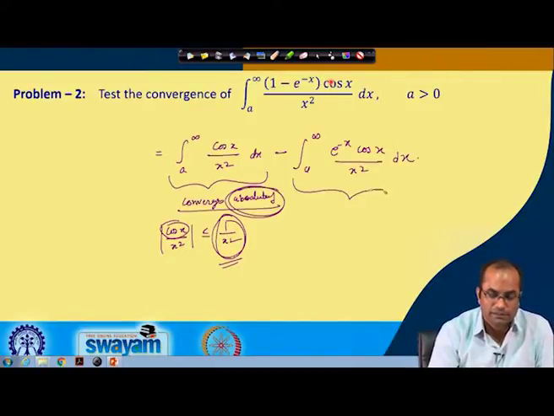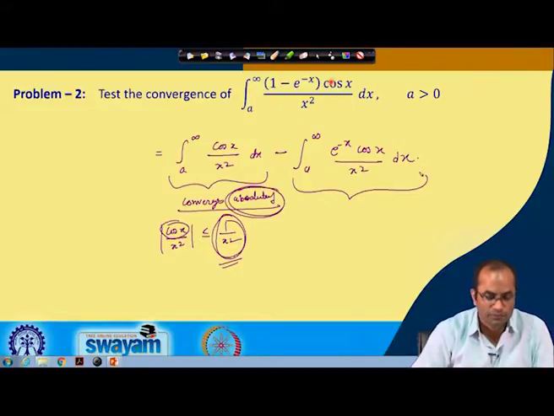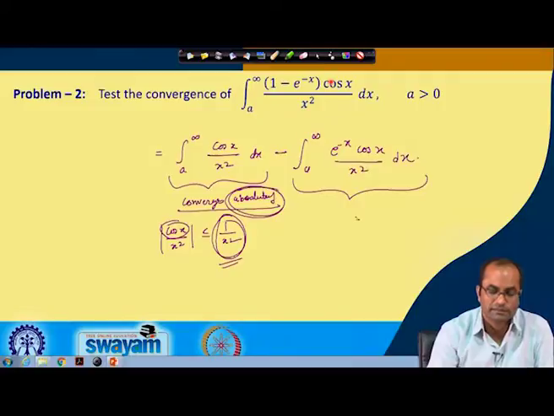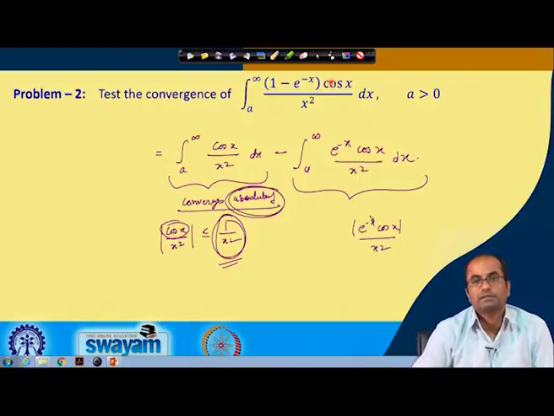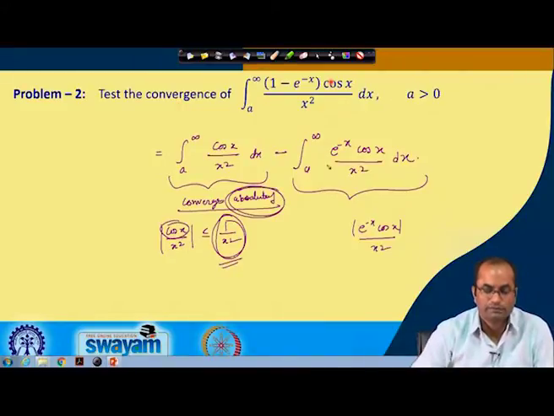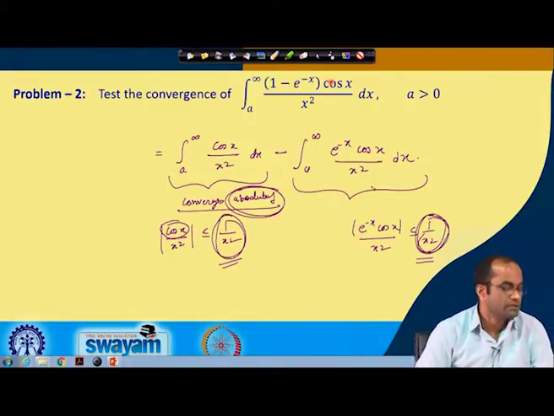For the second one, we can again use the same argument, because e power minus x cos x over x square will be bounded by 1 over x square, since e power minus x is also a decreasing function. It will take the highest value when x approaches a. So, in any case this will also be bounded. So, this second integrand is bounded by 1 over x square, and by the comparison test we can again conclude that this also converges absolutely.